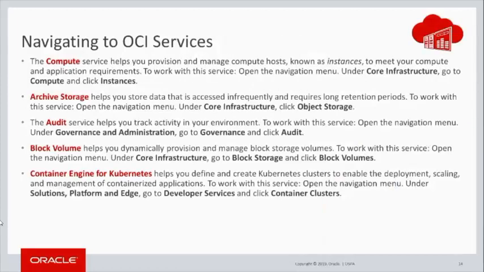To work with related services and resources, use the navigation menu in the upper left. Some of the services and resources you can work with include Archive Storage, to help you store data that is accessed infrequently and requires long retention periods. Audit, which helps you track activity in your environment. Block Volume, which allows you to dynamically provision and manage block storage volumes. Compute, which helps you provision and manage compute hosts, known as instances, to meet your compute and application requirements. And Container Engine for Kubernetes, which allows you to define and create Kubernetes clusters to enable the deployment, scaling, and management of containerized applications.